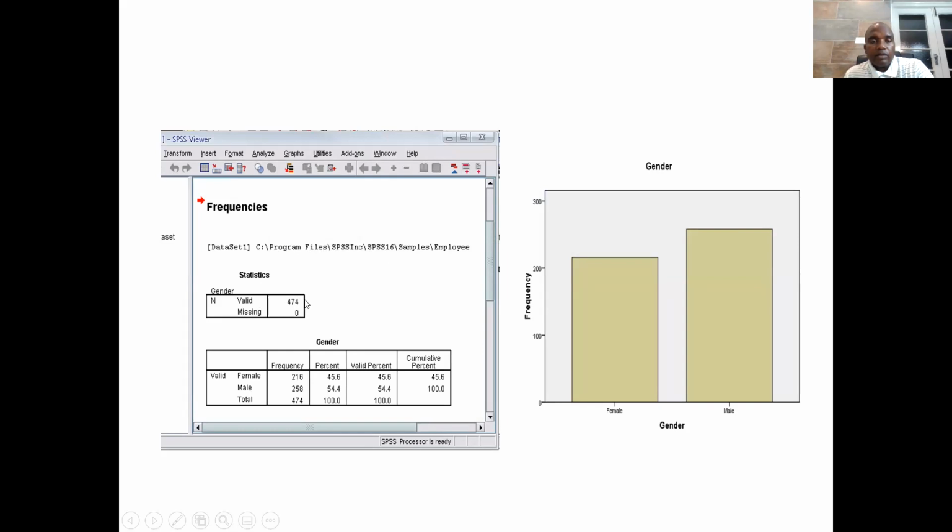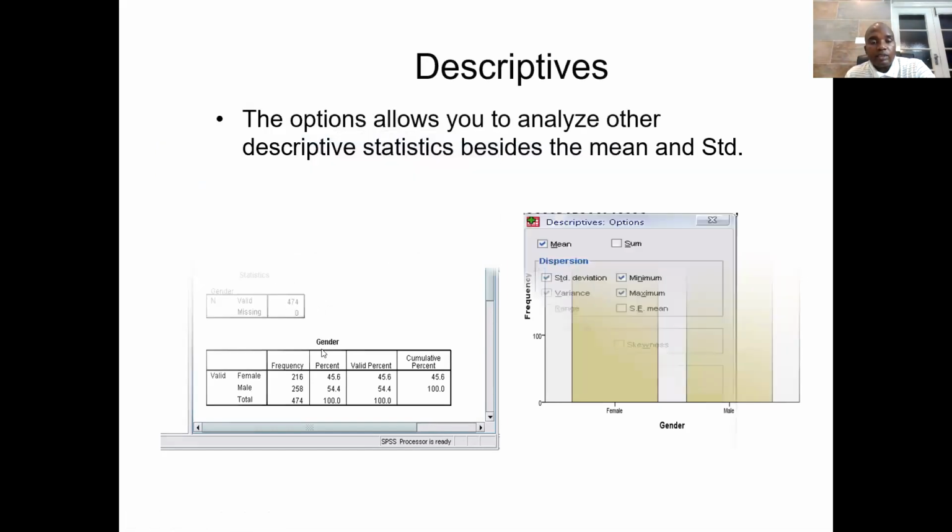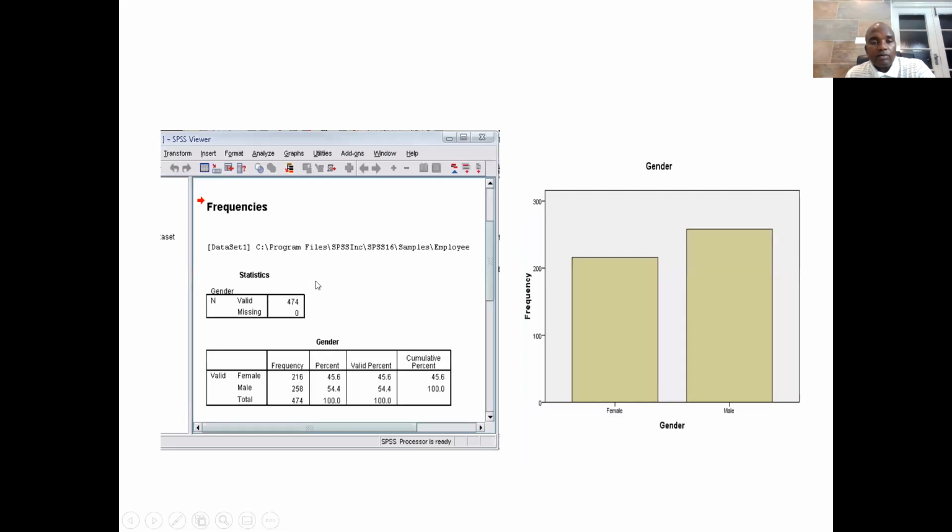There were 474 members in this work file or respondents. And then it's telling you out of the 474, 216 were female and 258 were male. And then the percentage share of each group in the total sample was 45.6 for female and 54.4 for male.